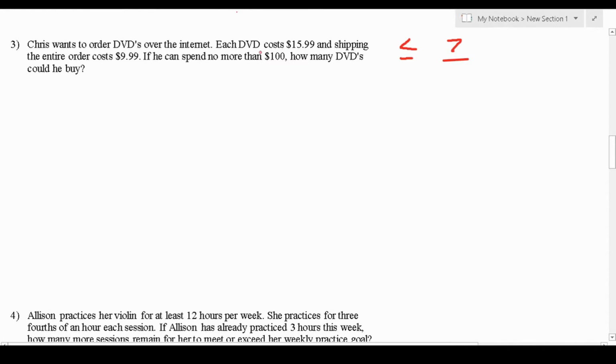Let's start writing the right-hand side of the equation. And again, the $15.99 represents the cost per DVD. So we'll call that variable D, where D represents the cost per DVD. Again, we know shipping's going to cost $9.99 regardless of how many DVDs he orders. So this is going to be $9.99 plus $15.99 D.